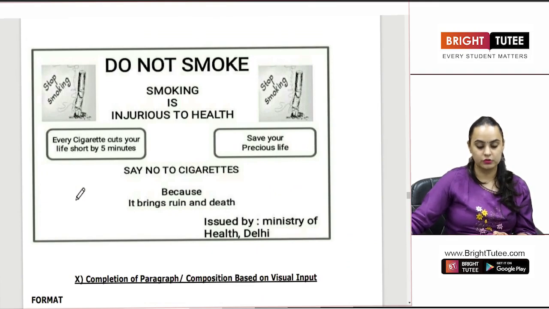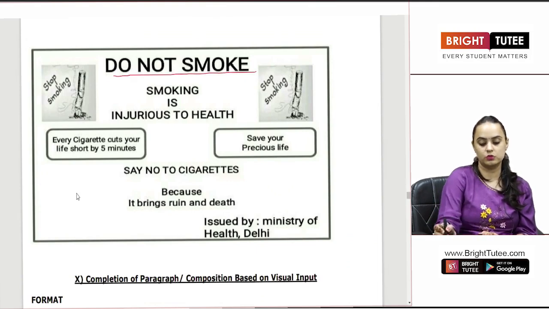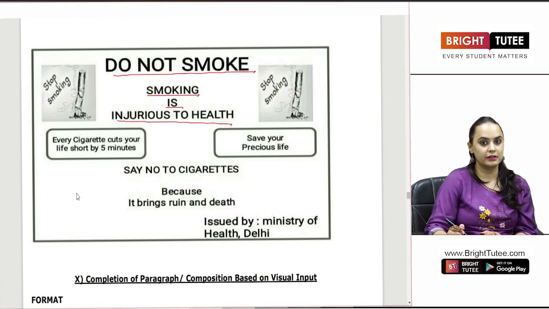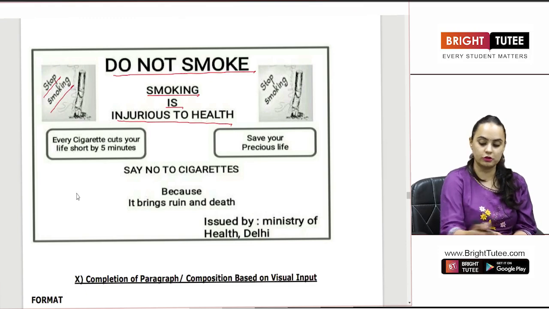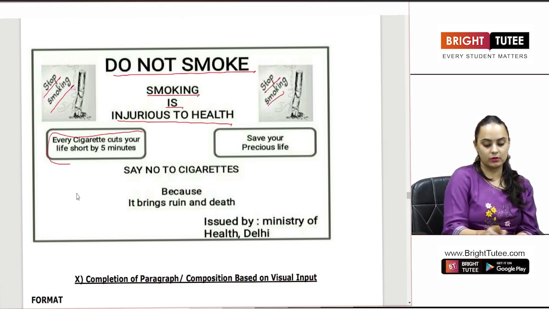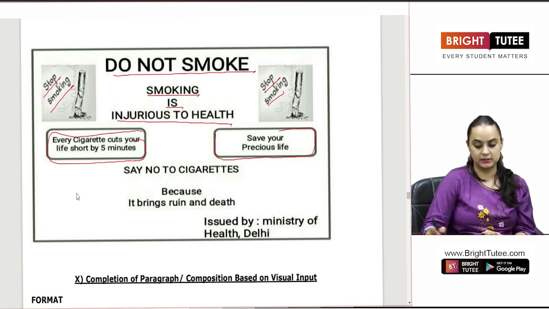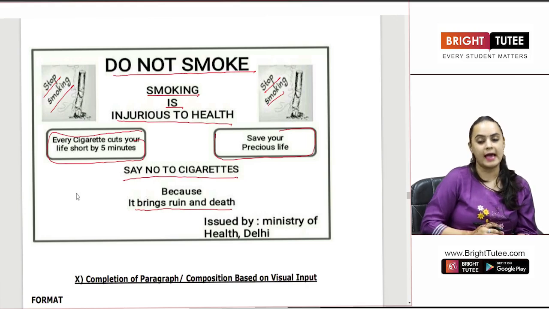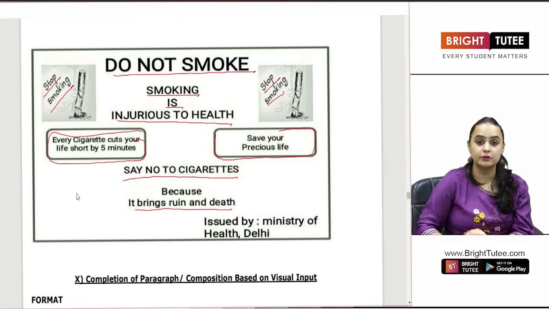Similarly, you have this poster for non-smoking. A rectangular poster: do not smoke. Smoking is injurious to health. You can see in a small square box, they've shown the picture of a cigarette and then they've written stop smoking. Then in these boxes, every cigarette cuts your life short by 5 minutes, save your precious life. Say no to cigarettes because it brings ruin and death. So everything important has been conveyed through this poster.